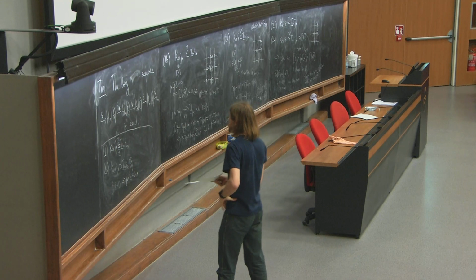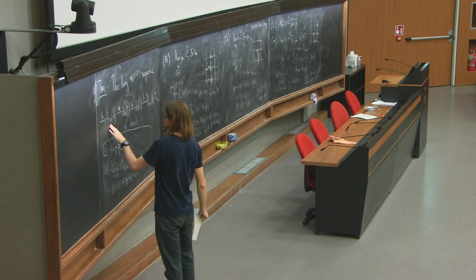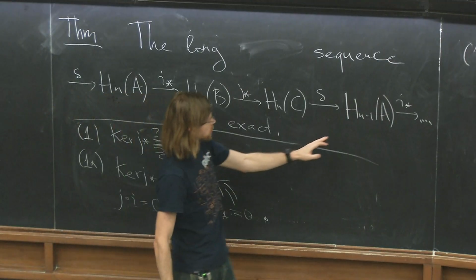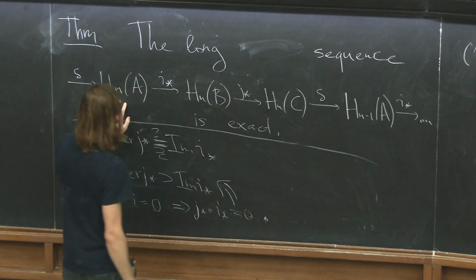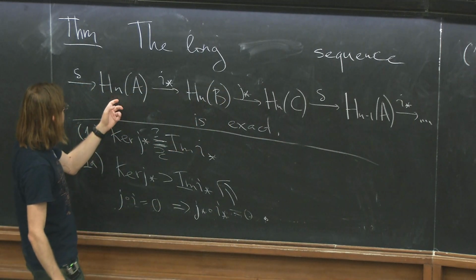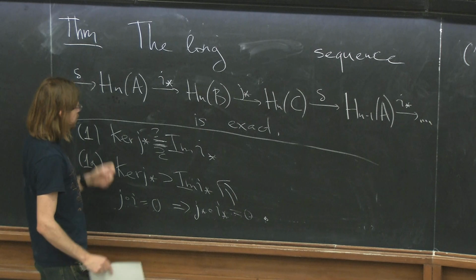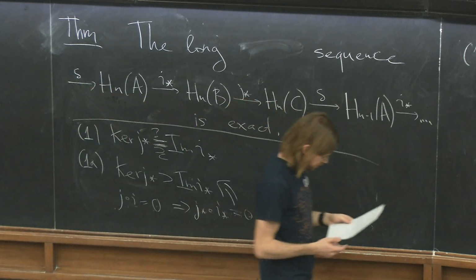And finally, we need to check exactness here, or equivalently here, it doesn't matter, you just shift by n. So we need to check that the kernel of I star is equal to the image of delta.